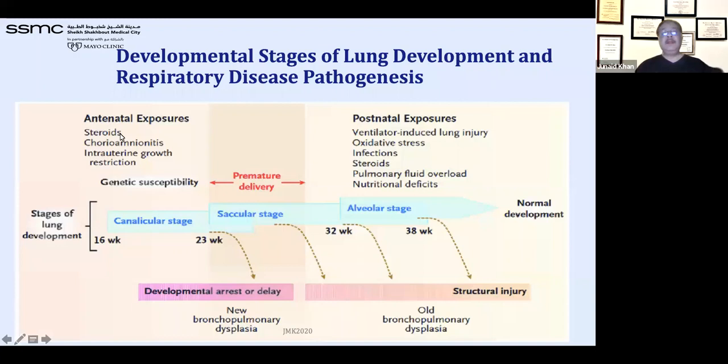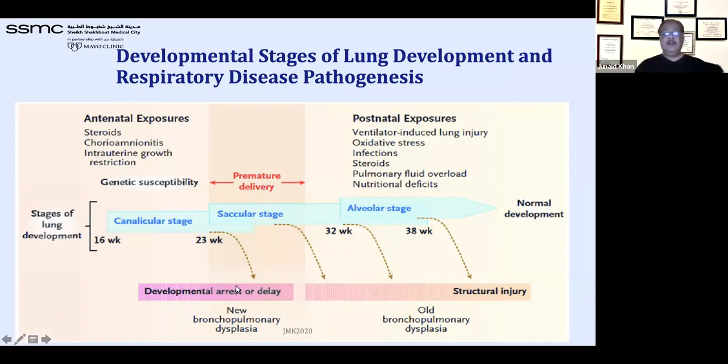For example, steroids help in developing lungs, while antenatal exposure to chorioamnionitis can damage the lung. Intrauterine growth restriction can help in developing the lungs, and the stage of RDS in those babies is milder or moderate as compared to normal weight babies. Then postnatal exposure, of course: the ventilator can induce injuries, oxidative stress, and steroids can help, but they have other side effects. We will go through it.